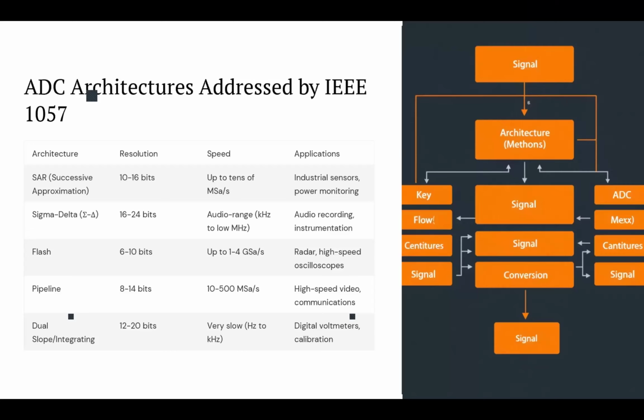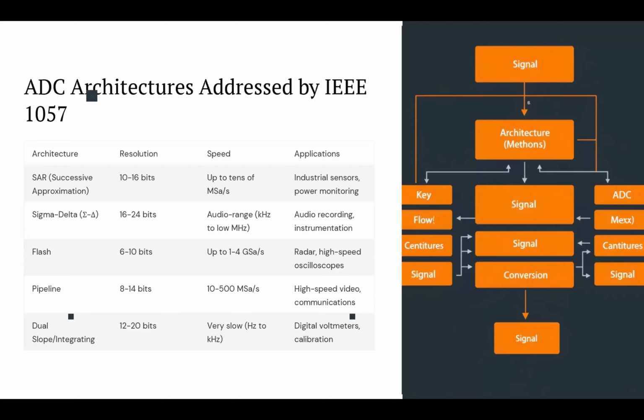You can see that it's 16 to 24 bits. So when the resolution is high, you can see that the speed is lower than the SAR. It ranges from kilohertz to low megahertz values. Because of the resolution, that makes them perfect for audio recording.